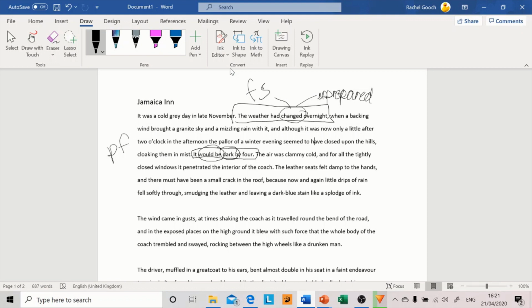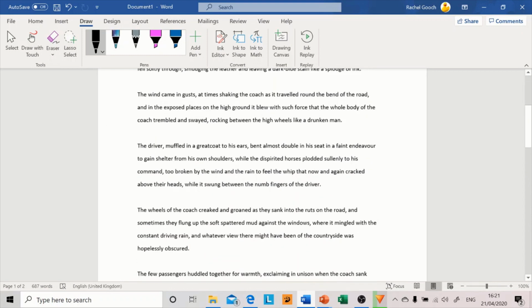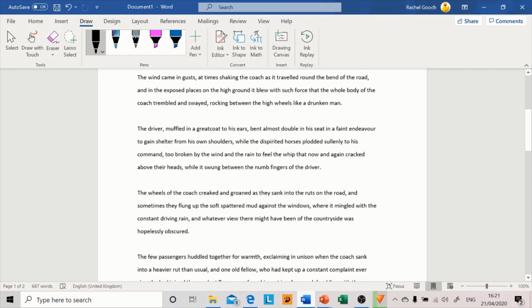So obviously the weather in this piece is reflecting the mood, so you could mention that as well. And then you want to go down the extract and think about what changes. There might be more than one change, but you just want to think about what is the most significant one, really.